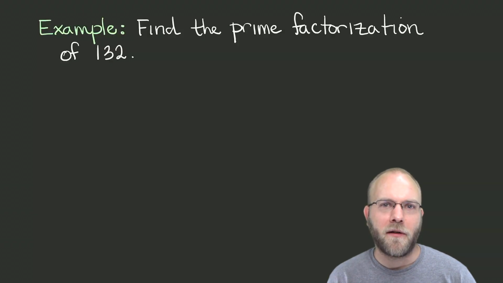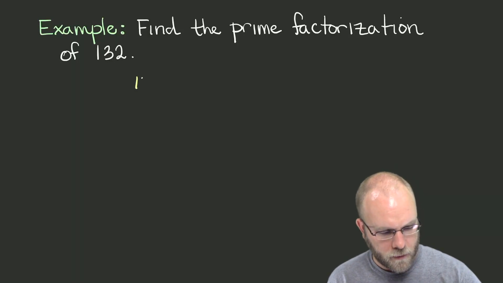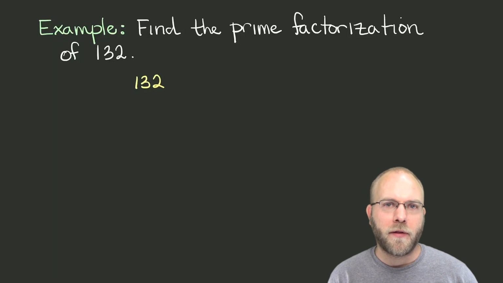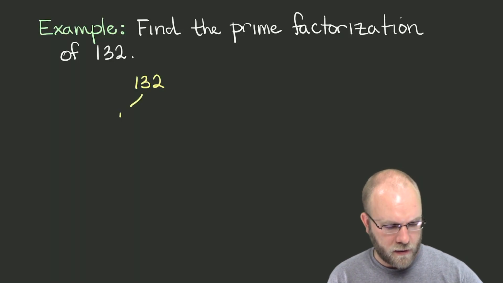A nice way to find the prime factorization of a number is using a factor tree. So let's see how this works. In this example, we're supposed to find the prime factorization of 132. Now, 132 can be written as 11 times 12.